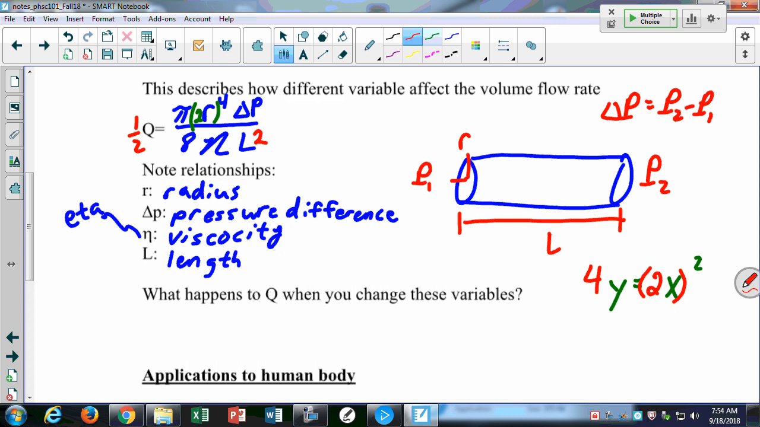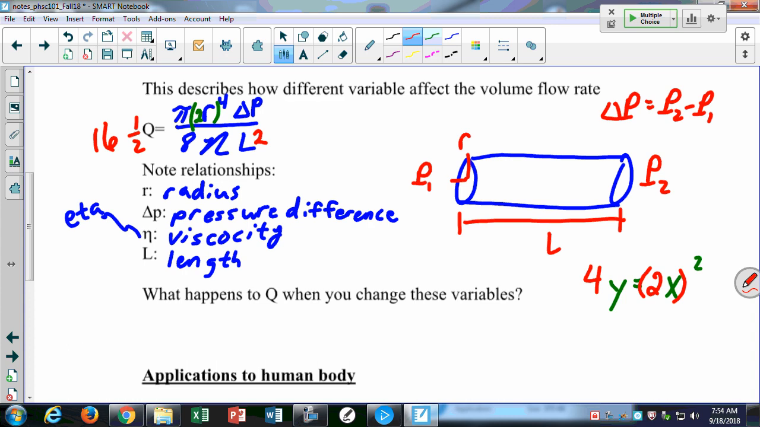If I double R, what's going to happen to Q? Does it get bigger or smaller? A lot bigger, right? 2 to the 4th bigger. 2 times 2 times 2 times 2. So that's 4 times 2, 8 times 2, 16 times bigger. So if I double the radius R, I'm going to get 16 times the flow rate going through that pipe.